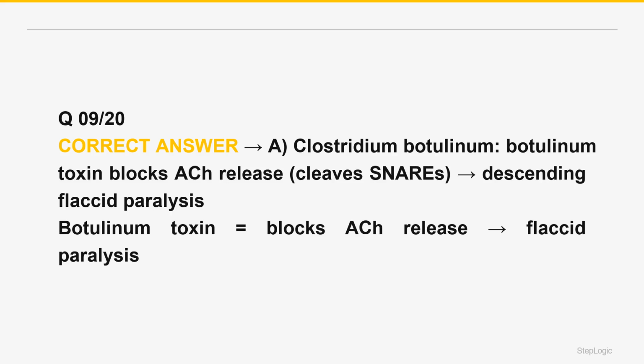The correct answer is that the 2 presentations are classic. Infant botulism comes from ingested spores in honey or soil dust that germinate in the immature gut and produce toxin in vivo, causing the floppy baby with constipation, weak cry, and poor feeding, so honey is avoided under age 1. Adult foodborne botulism comes from preformed toxin in improperly canned foods. Contrast tetanus, also Clostridium, but spastic paralysis from blocking inhibitory GABA and glycine. The acetylcholine release-blocking toxin causing descending flaccid paralysis is Clostridium botulinum.